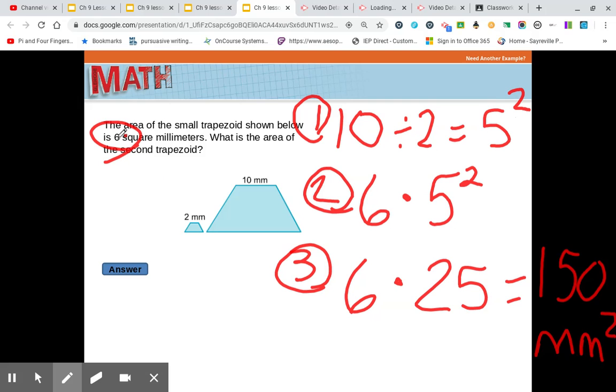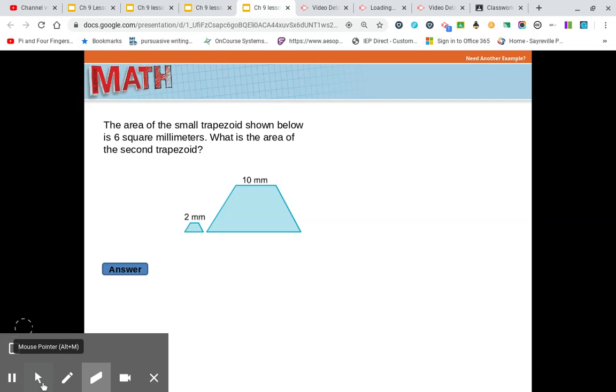6, the original area, times the square of 5. 6 times 25 is 150 millimeters squared, or square millimeters. So that is the area of this figure. So we didn't even have to do the 1/2 the height times base 1 plus base 2, because they didn't give us base 2 here. They just gave us the area that we had to work with. But it is still doable.